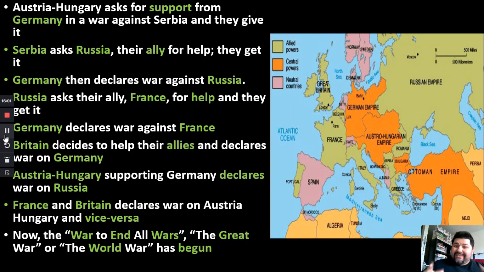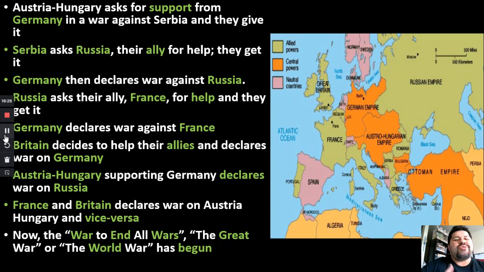Now, here's the thing. Britain is friends with France. And it's like, hey, you pick on my friend, you pick on me. All right. We have an agreement. We were enemies years ago, but now we're cool. So you pick on them, you pick on us. So Britain decides to join the Allies. And Germany's like, oh, the more the merrier. You want to join in on this?